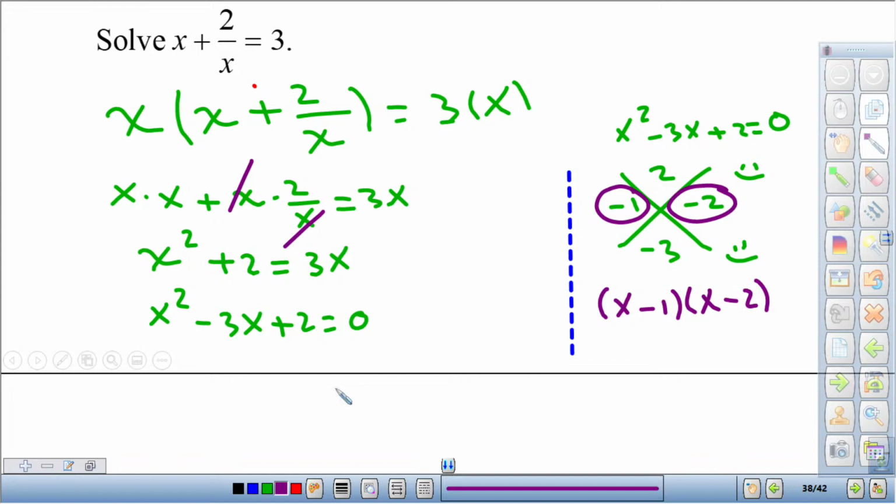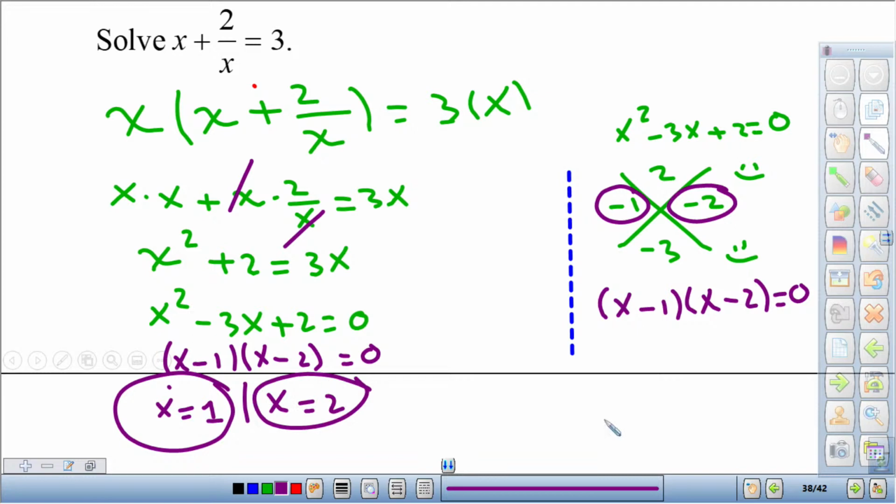So by the zero product property, x minus 1 and x minus 2 equals 0. And you just have to solve by the zero product property: x equals 1 and x equals 2. Okay, now we're jolly and we're happy. Let's see if these would work. Do I have any limitations on these? Are these extraneous? Would these work?